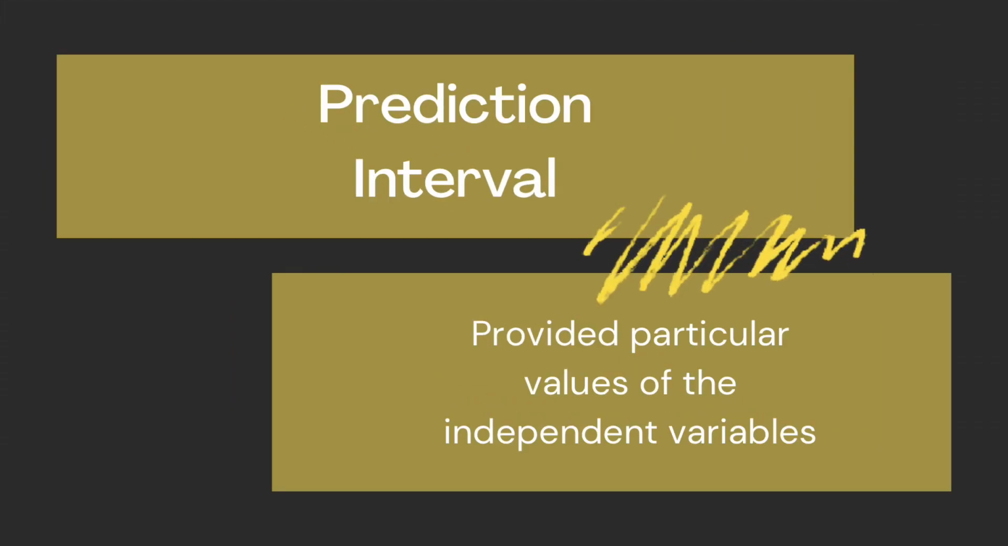Prediction interval. Provided particular values of the independent variables, a prediction interval is a range that most likely includes the value of the dependent variable for a single new observation. We're estimating ranges for individual observations rather than the mean value for this sort of interval.